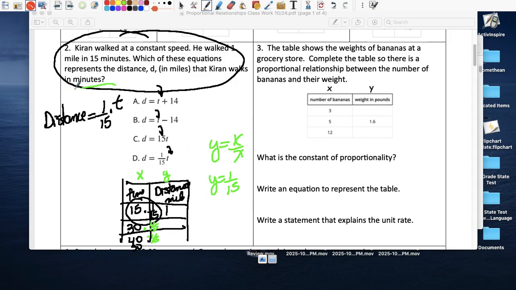So the formula that represents this statement is, hey, you want to find out how far you walked? Take the number of minutes that you walked, which is t, and multiply it by 1 over 15. So the only choice would be this one.